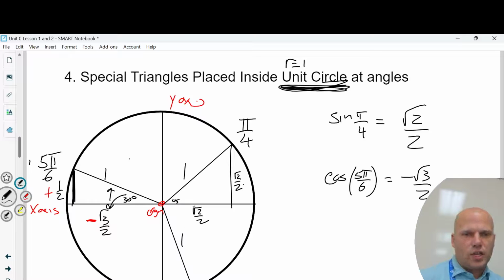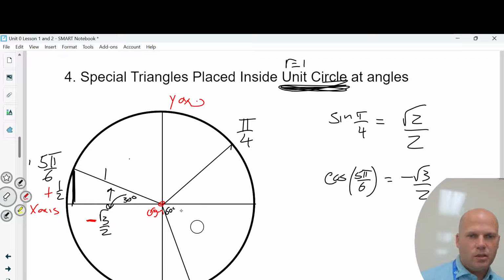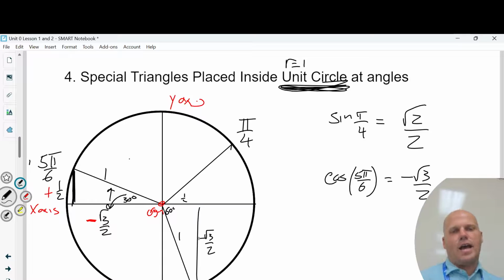If we go to this angle, which is 5 pi over 3, we would go from 6 pi over 3, subtract a pi over 3, and realize that it's a 60-degree angle. It's a pi over 3. And we realize that we have the side lengths. Sorry for being messy here, but I am messy. Side lengths of a half and side lengths of root 3 over 2. Only difference is I'm going down on the y-axis, so that's why it's a negative root 3 over 2.